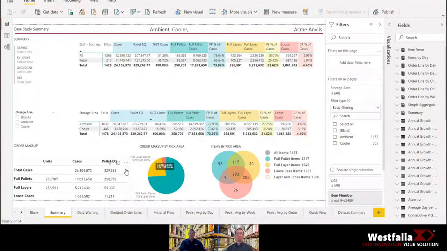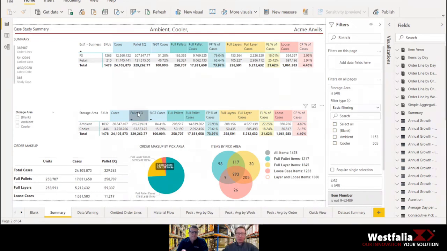Sounds good. Thanks, Ryan. I'm going to pull up the analysis here. Fantastic. All right. Can you see my screen? Yes, sir, I can. I can see it, although I will need my glasses to read it. All right, very good. We did have some ambient and cooler data, I see, although the cooler data is not very much.